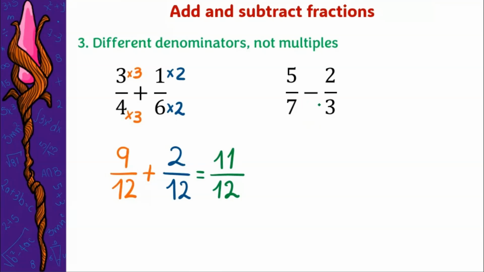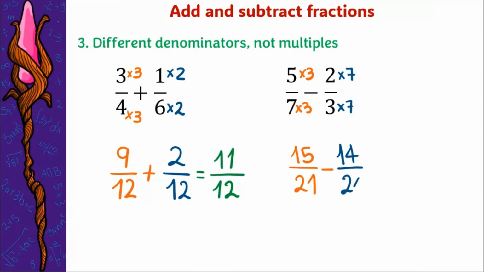In this one, the number that is in the table of the 7 and also in the table of the 3 is 21. That means we need to multiply the 7 by 3, so this one also by 3, and this one by 7. So same number at the top. We get 5 times 3 is 15 over 3 times 7, which is 21, minus 2 times 7 is 14, and 3 times 7 is 21.